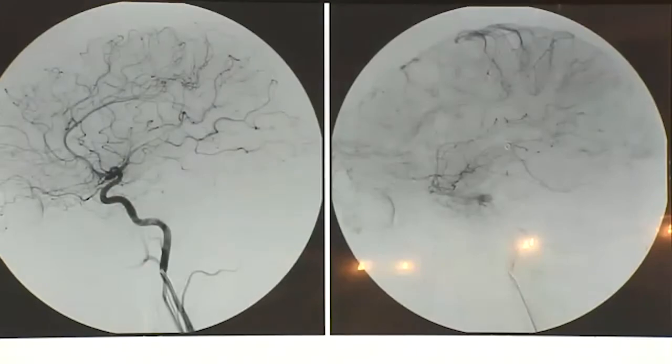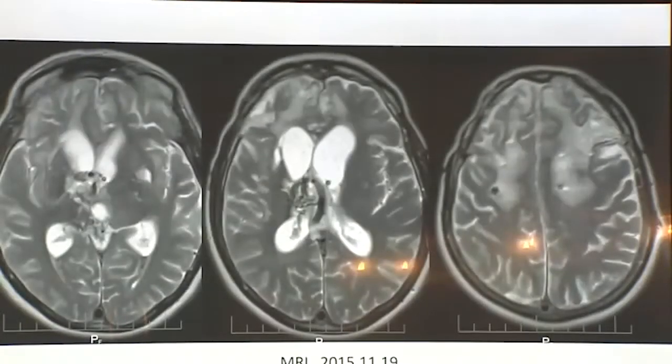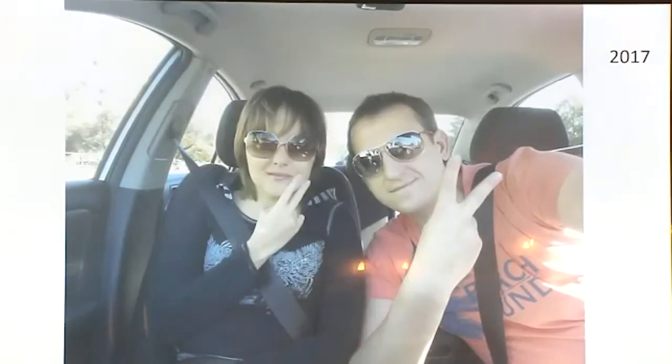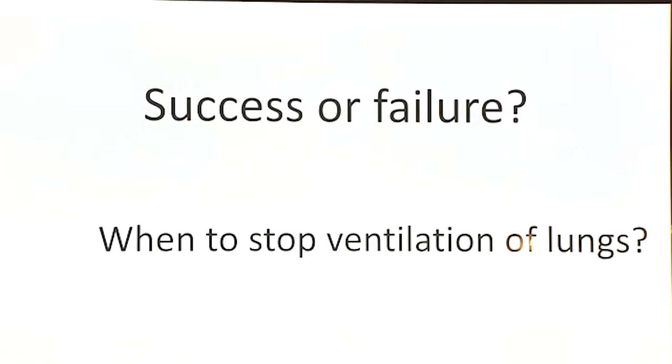So this is control angiography and MRI in November 19. After rehabilitation, the patient is fine, and in 2017, it's absolutely fine. So, question, is this success or failure? When to stop ventilation of lungs?